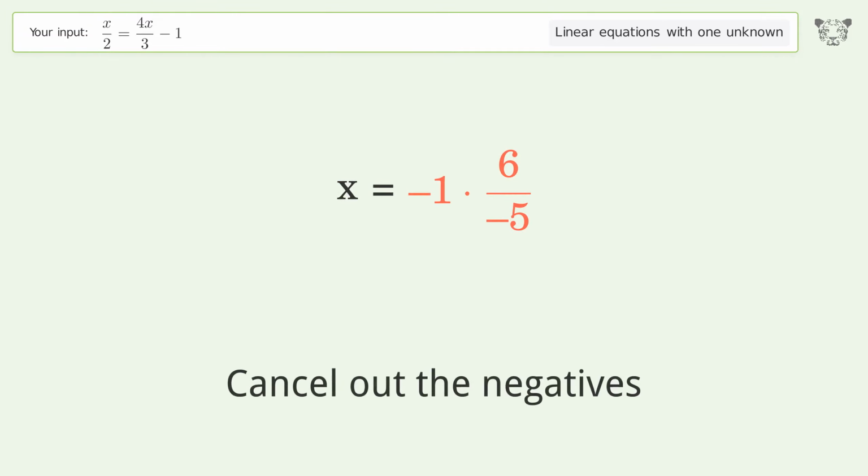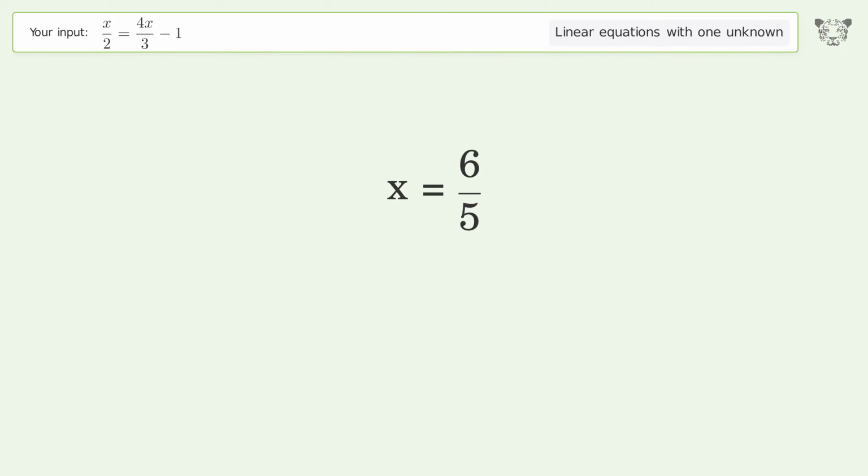Cancel out the negatives. And so the final result is x equals 6/5.